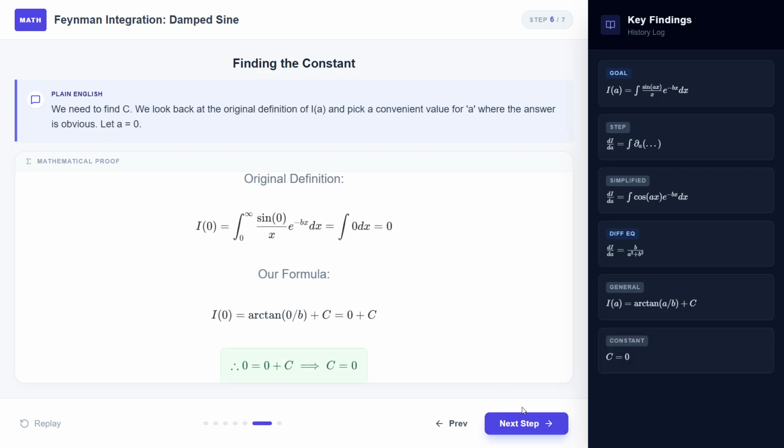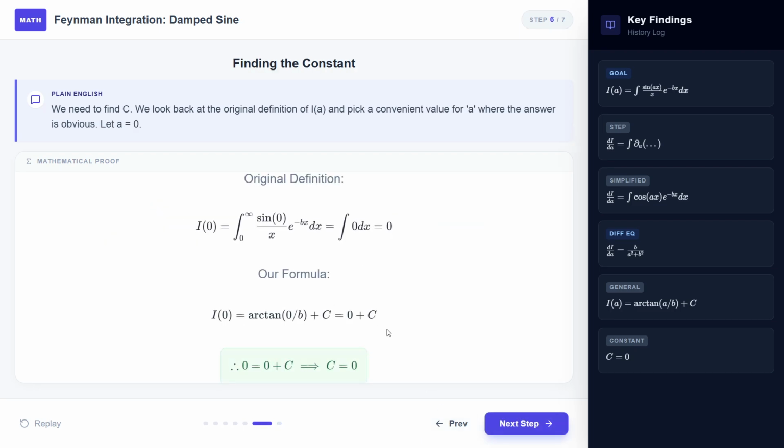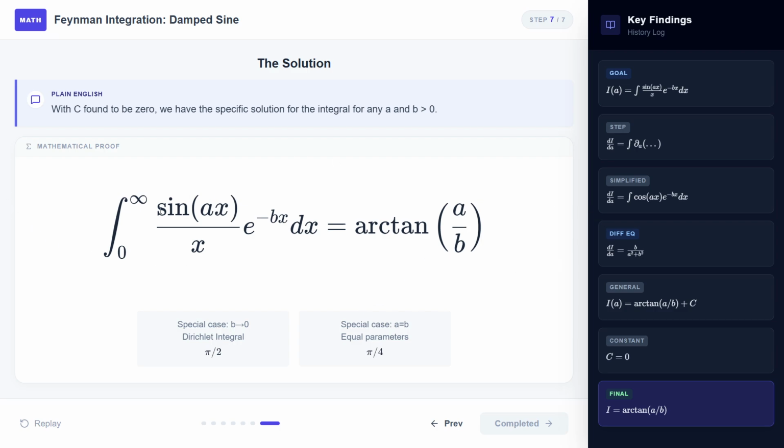So the next step is just to remember that I of 0 is equal to 0. If we let a equal 0 in our original integral formula, it becomes sine 0, which is 0. So the whole integral is 0. So finally, we have that I of 0 is equal to the arctangent of 0 over b plus c. So c is 0. So our next step, well, that's it. If we let c equal 0, this formula just becomes arctangent a over b. So this is our formula right here.